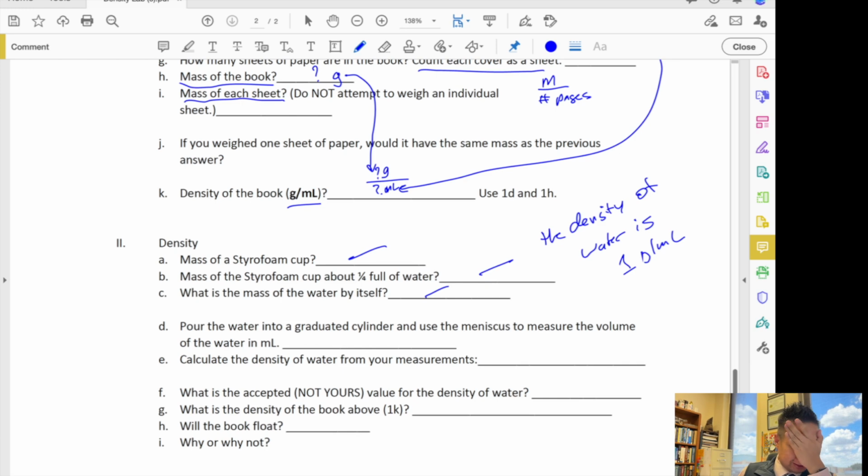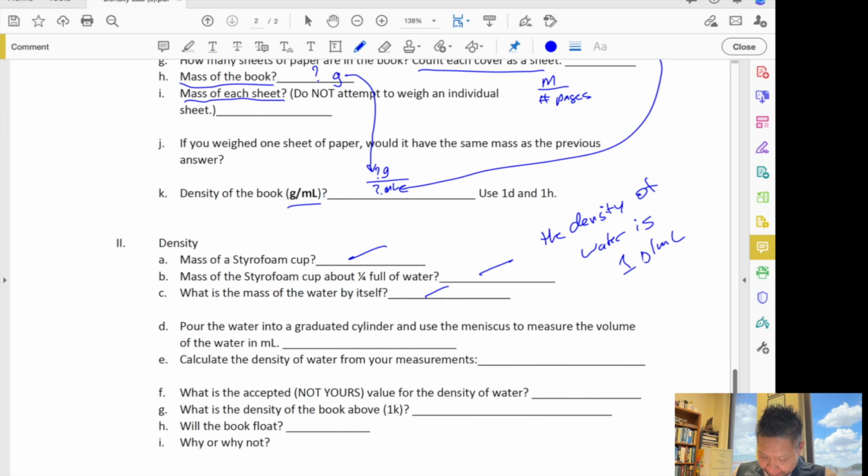So you could use a measuring cup or something if you wanted to, that had milliliters on it, and get like 20 mils of water or something. And then weigh it and see what the grams is. And then you divide the mass in grams by the volume, and that will give you the density of water.